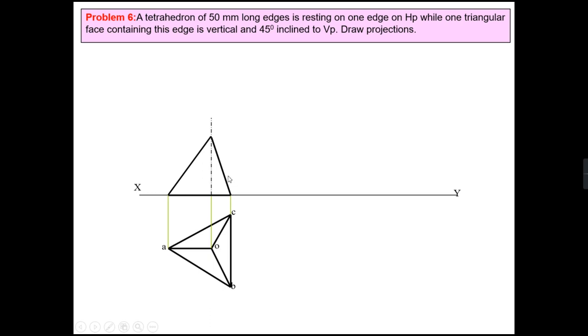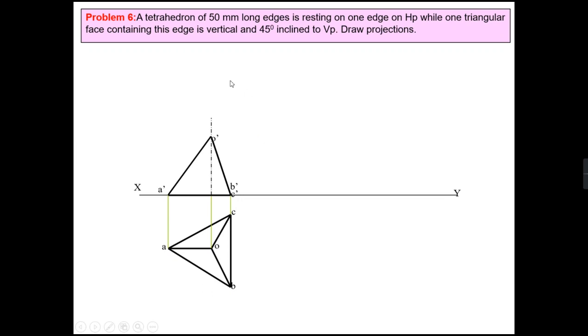the slant edge, right? So after getting the point A, I will take the distance of 50 mm on the compass and I will cut the arc on this vertical line so that I will get the apex point. After getting the apex point, okay, this is your front view of the tetrahedron.